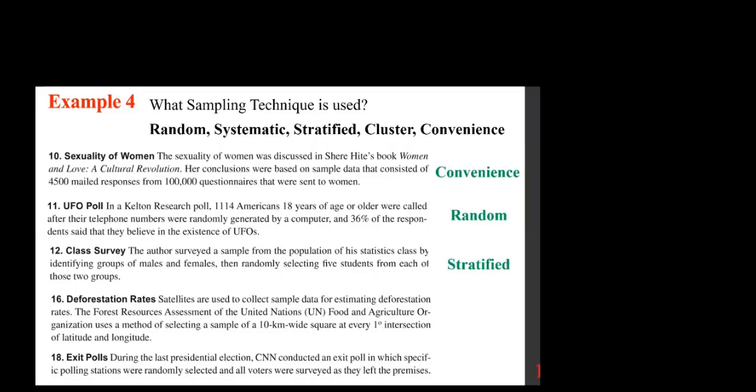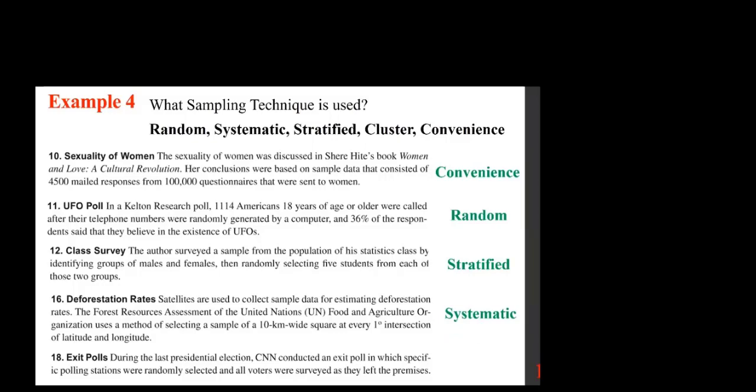Next one, please. Satellites are used to collect sample data for estimating deforestation rates. The Forest Resources Assessment of the UN Food and Agriculture Organization uses a method of selecting a sample of a 10-kilometer wide square at every 1 degree intersection of latitude and longitude. So what do we have here? Systematic. Very good. Every kth one, if you will.